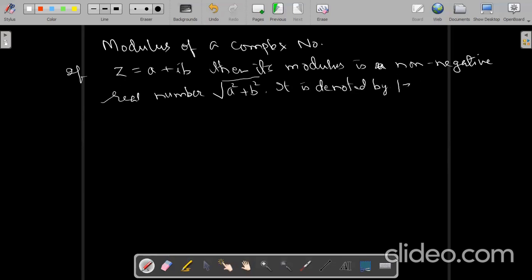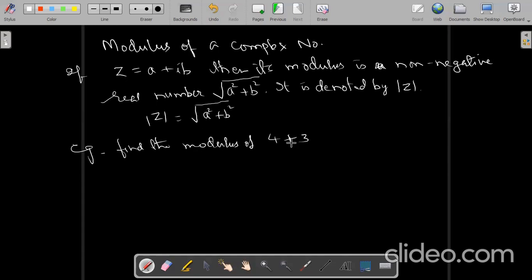modulus of z. So we can find the modulus by using the square root of a square plus b square, with the real part and imaginary part. For example, we have to find the modulus of 4 plus 3 iota raised to power 7.